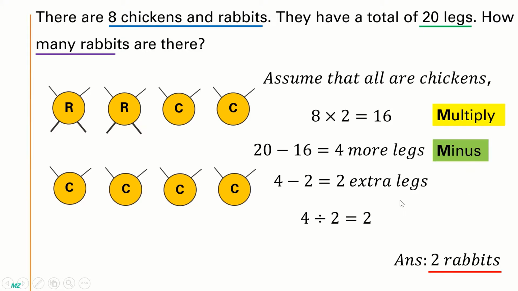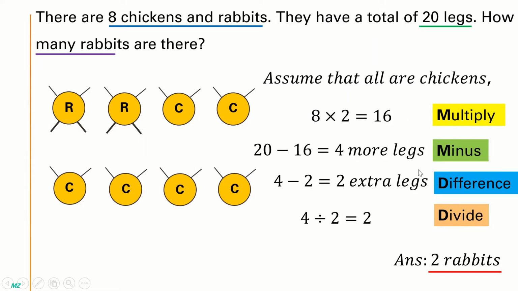Then we take the difference between the number of legs a rabbit has and the number of legs a chicken has. There will be 2 extra legs between each rabbit and each chicken. So the third step will be finding the difference of the number of legs each animal has. The last step, you take the 4 more legs and divide by the 2 extra legs that each animal has between a rabbit and a chicken. So the last step will be divide.